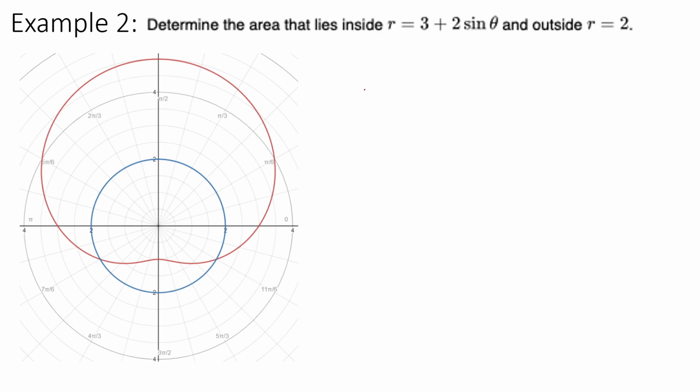Okay, so for example, we're going to determine the area that lies inside 3 plus 2 sine theta and outside r equals 2. So r equals 2 is the circle, and 3 plus 2 sine theta is the one with the irregular polygon shape. And the area to be looked for is this portion here.